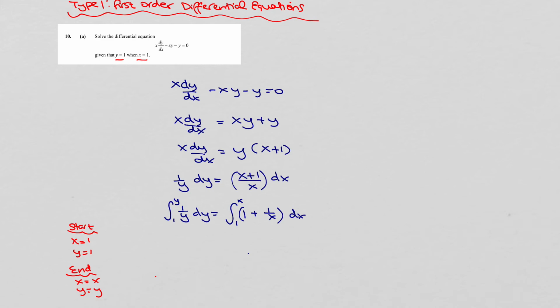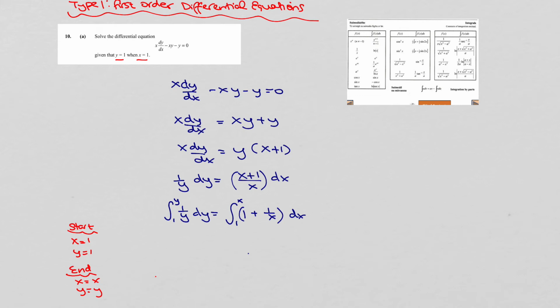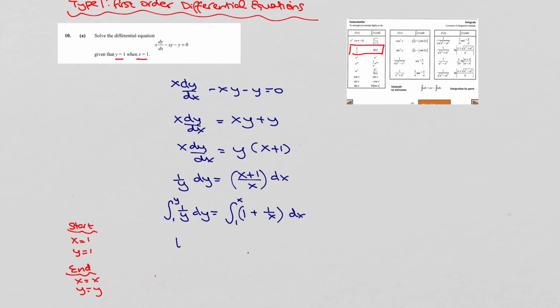So if I integrate 1 over y, well, again, we can see on page 26 of our maths tables that when we integrate 1 over x, we get natural log of x. So if I integrate 1 over y with respect to y, we're going to get natural log of y, and our limits are y and 1. If I integrate 1 with respect to x, I get x, and if I integrate 1 over x with respect to x, I get natural log of x. So subbing in my limits of x and 1.